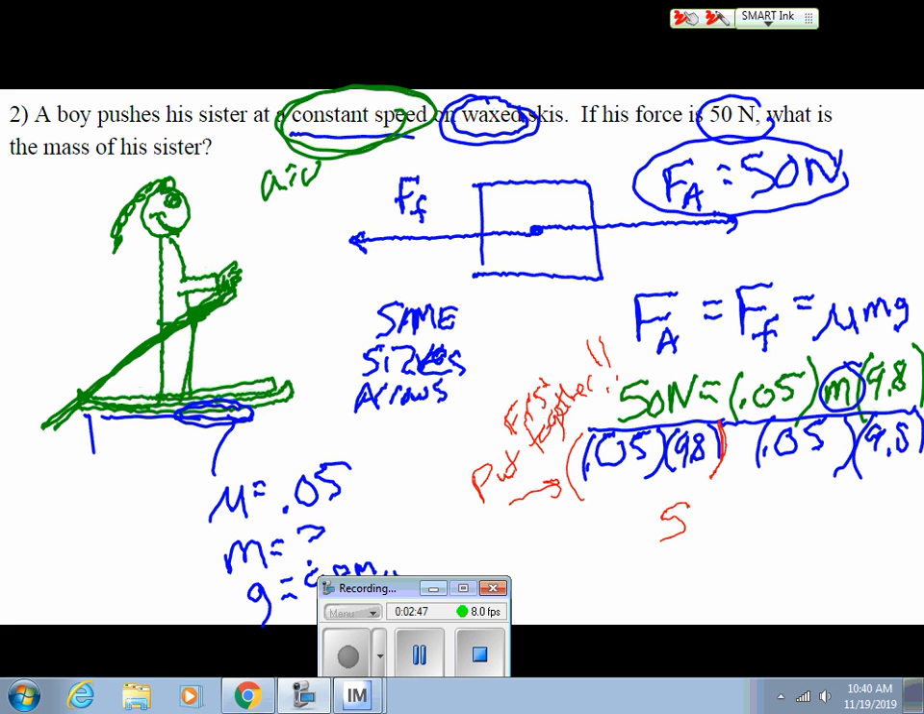So eventually you have 50 newtons divided by 0.49 meters per second squared. Remember what a newton is. A newton is also a kilogram meter per second squared. That makes these units cancel out. Final unit set. Here is my mass.